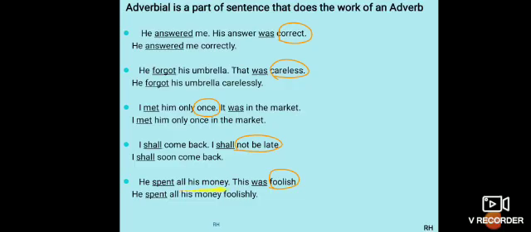Next, he spent all his money. This was foolish. Now, spent is the first finite verb. Was is the second finite verb. Now, we got two finite verbs. Now, we'll go for the adverbial. So, adverbial is foolish. That will change to an adverb. That is foolishly. So, it becomes, he spent all his money foolishly.